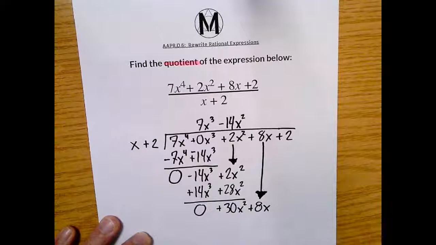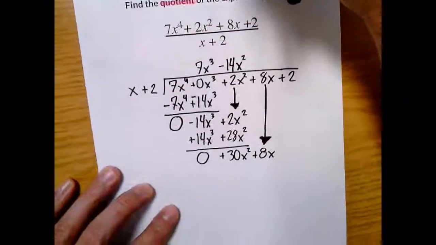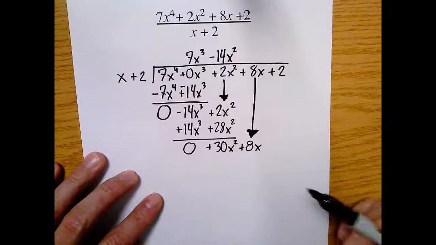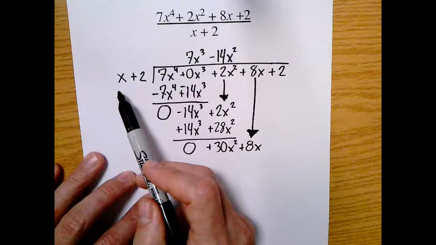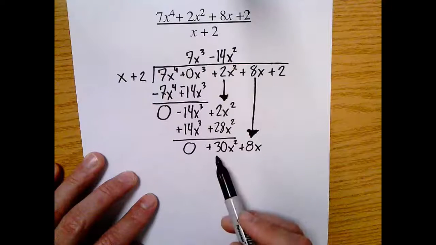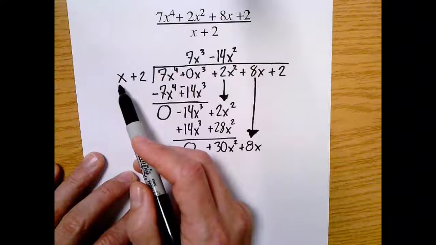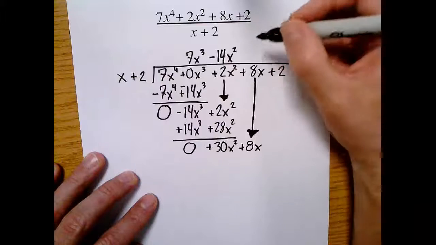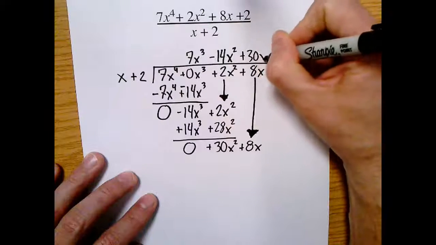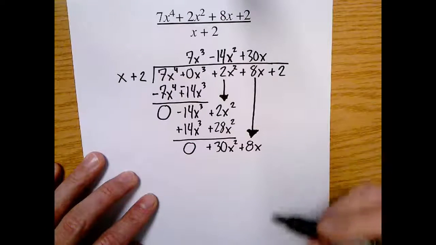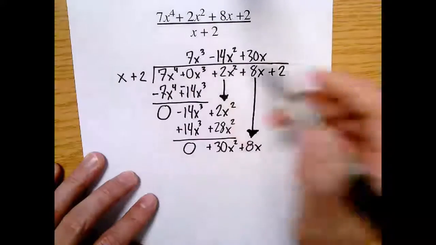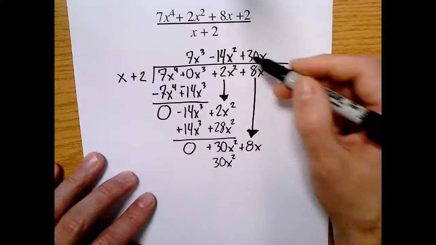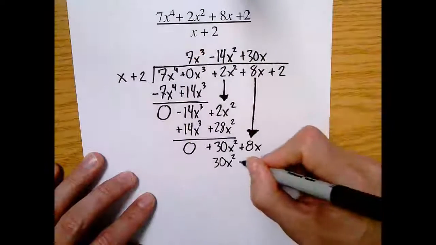Okay, start the process again. I'm going to go ahead and shift the camera down a little bit because we might need that space. And so we ask the question: what does this x need to be multiplied by to become 30x squared? Well, I just multiply that by 30x. That's it. So now we do the next step, which is multiply down. 30x times x is 30x squared.